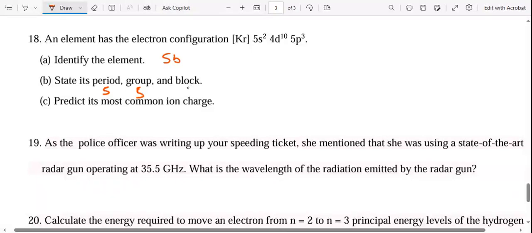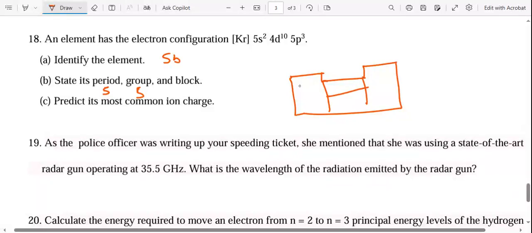Then the block, what is the block? Is it the p block? I'll leave that one for you, but the group is p block. You look at where it is coming from. These ones are d block, this is the s block, this is p block. That's how they are classified like this.